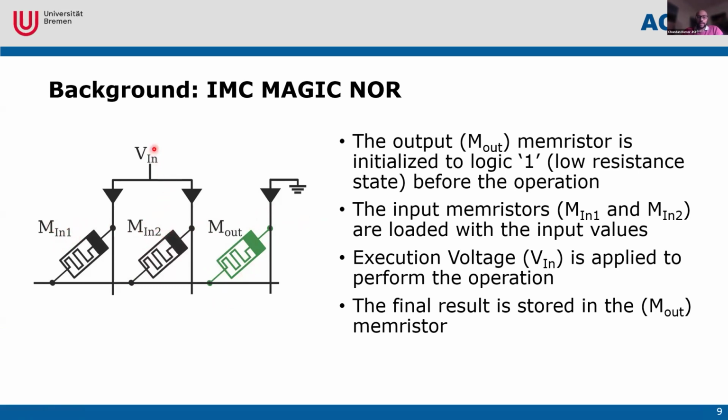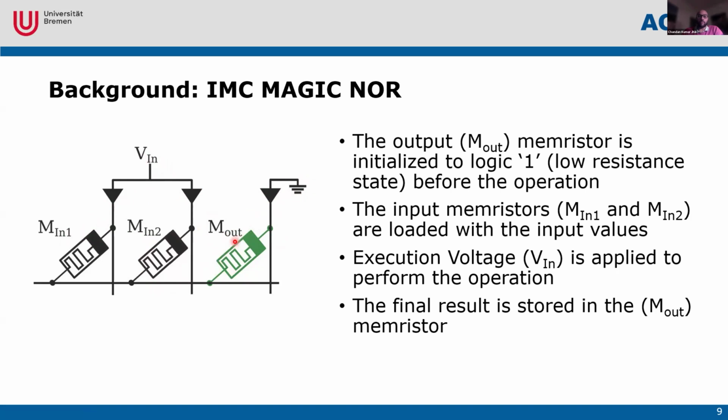Then after that, you apply an execution voltage where this node is connected to ground. If either of these memristors is in the low resistance state, then there is a path from Vin through the memristor to the ground, and the output changes state and becomes 0. So that is how the NOR operation is done.